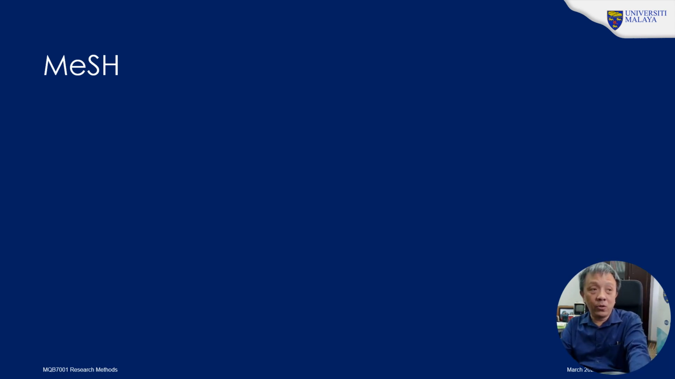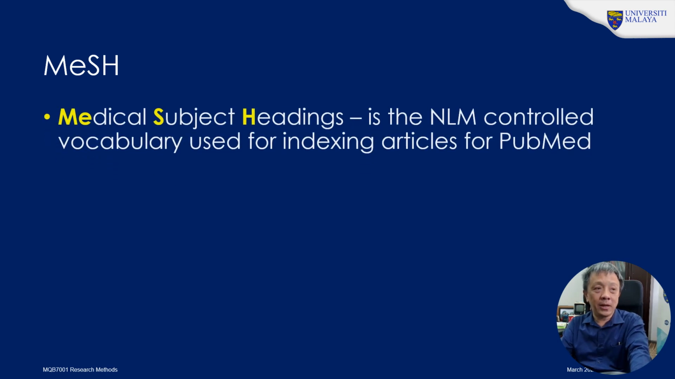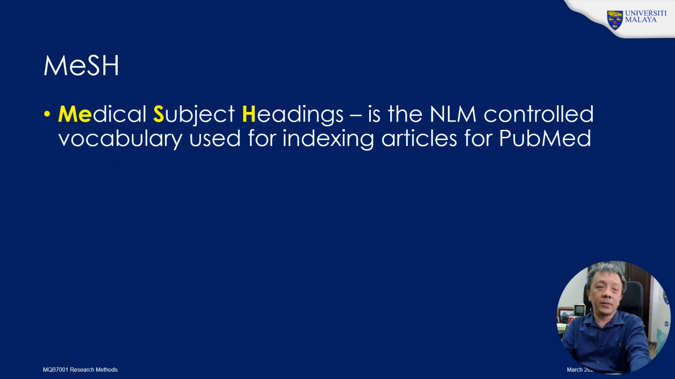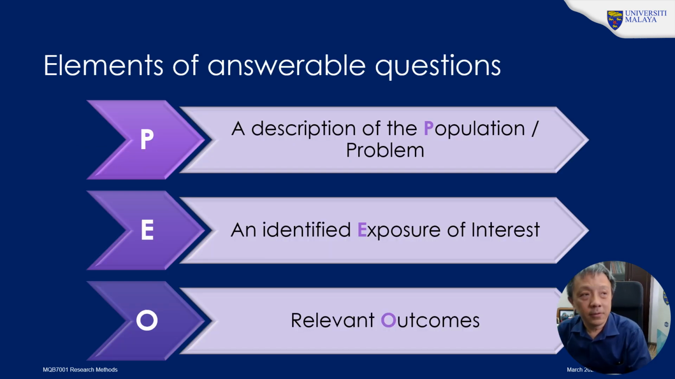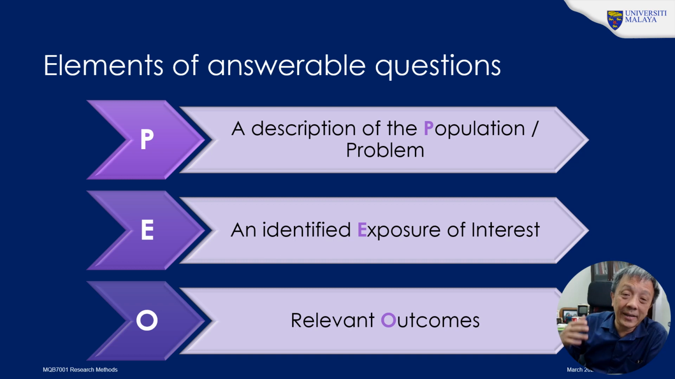So we discuss MeSH. What is MeSH? MeSH is medical subject headings. It is developed by the National Library of Medicine, and it is a controlled vocabulary used for indexing articles in PubMed, but it's used in other databases also. For the elements of an answerable question, this time we say PICO, but we can also look at it from PEO, which most of us will be doing: population or problem, exposure of interest, and relevant outcome.